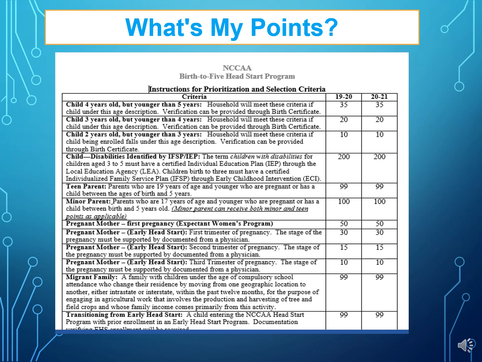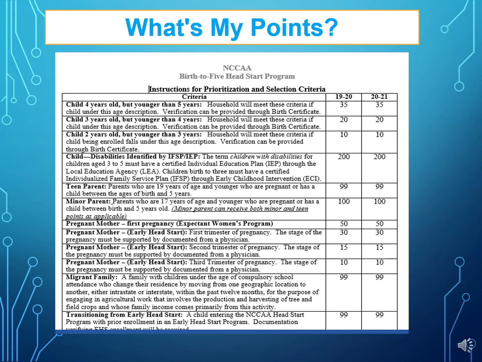We do have a selection criteria committee that meets once the community needs assessment is completed. We meet to analyze the data that was given to us, and then we decide whether or not we need to go up on points in certain areas according to the community needs assessment. For the 2021 school year, we did go up on points for children that are experiencing homelessness, as well as children in foster care, CPS.